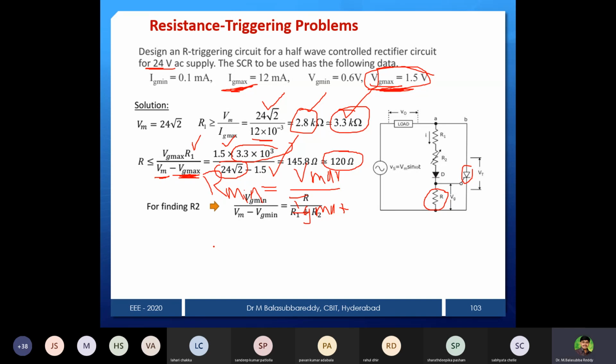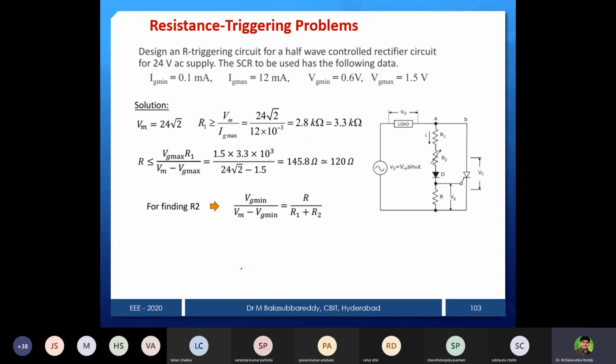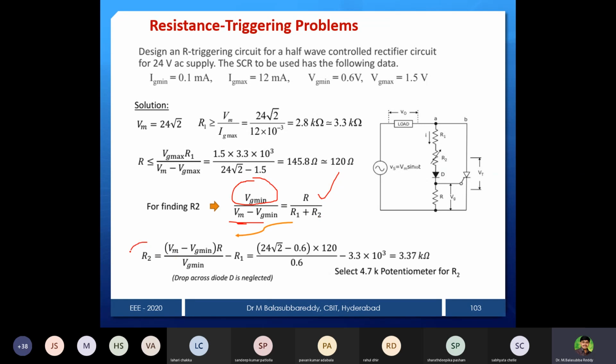And then R2. What is R2 here? It is a variable resistance. In our case, the notation I mentioned is RV, the variable resistor. So how to calculate R2? We can use the divider rule. VG min divided by V max minus VG minimum is equal to R divided by R1 plus R2. Then we can find the value of R2. If we substitute this data, we get 3.37 kilo ohms.